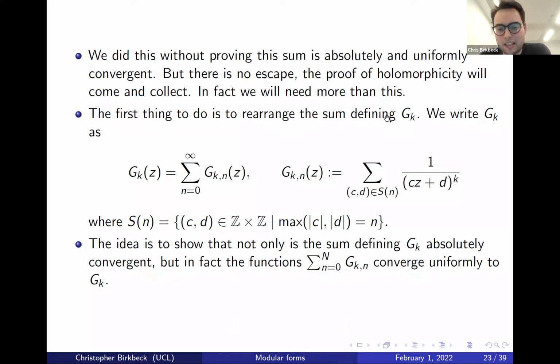The basic idea is as follows. I take my G_k, this is my Eisenstein series, and I write it as a sum indexed over the integers of these functions G_k,n, which is this Eisenstein function 1 over (cz plus d) to the k, but now I'm summing over what I call S_n. Think of this as a square in the lattice Z cross Z. These are the elements in Z cross Z such that the maximum of their absolute values is exactly n. And you can define this finite set in Lean.